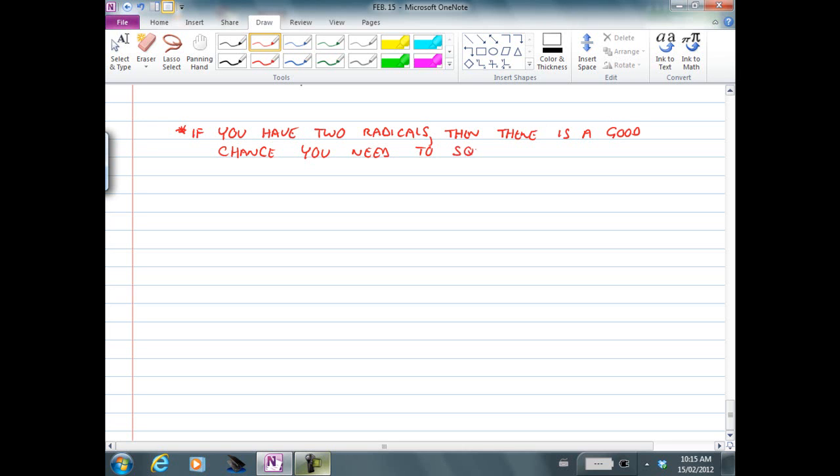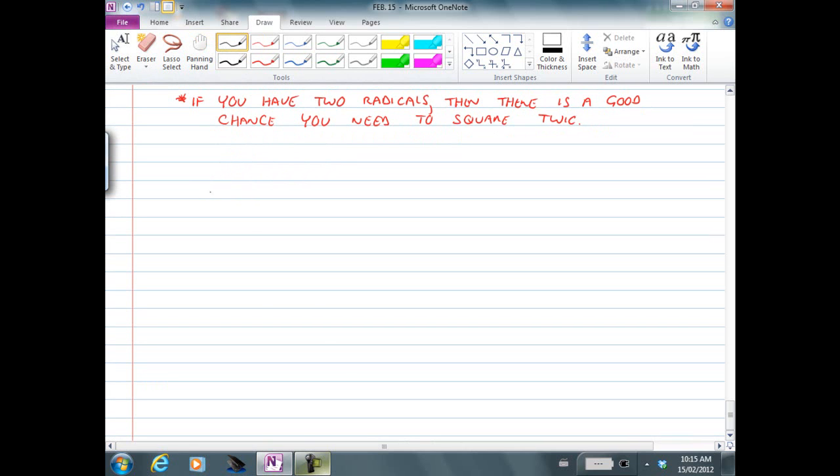Square twice. That's what it means. Here is your question. Good luck. Root x plus 19 plus root x minus 2 equals 7. First of all, I want restrictions. And finally, I want you to solve.